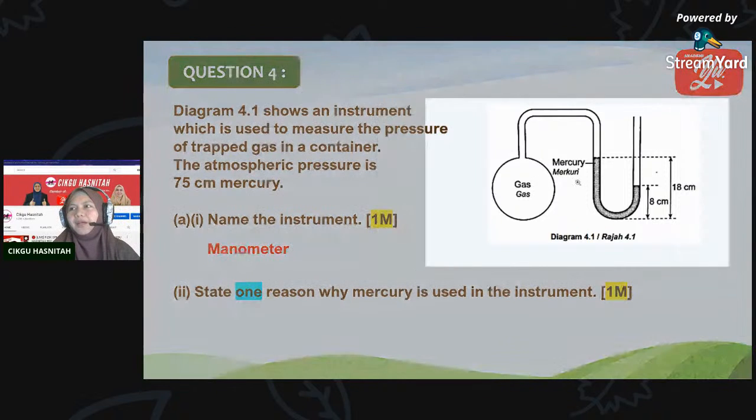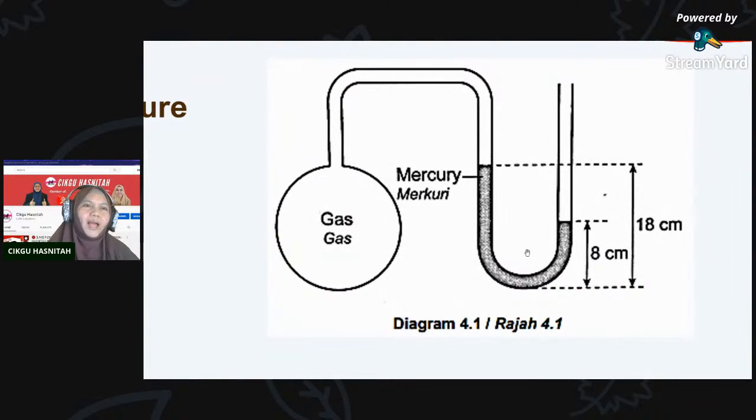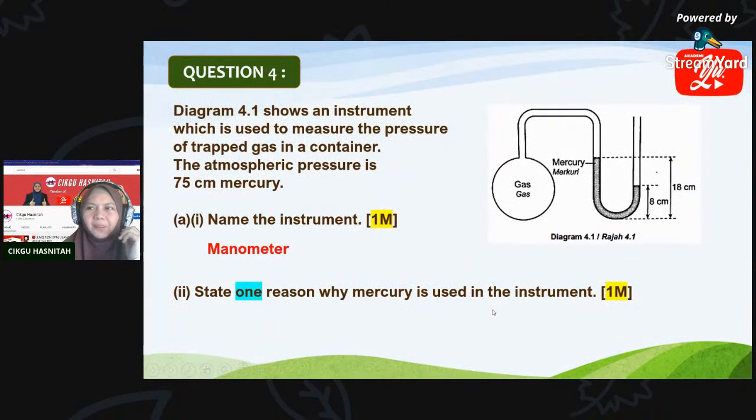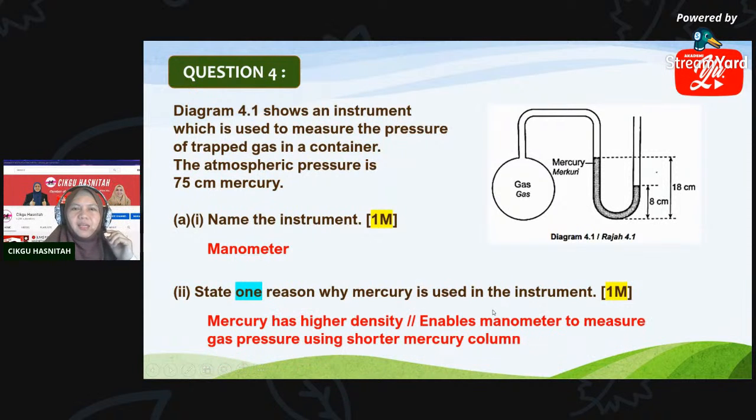We use mercury inside this manometer. Why is mercury always the choice to place in a manometer? What is the reason for using mercury as the liquid inside the manometer? This is because, number 1, mercury has a higher density, or you can say it enables the manometer to measure gas pressure using a shorter mercury column.